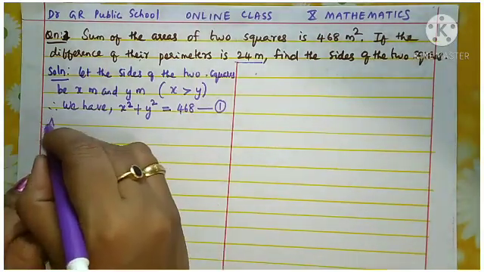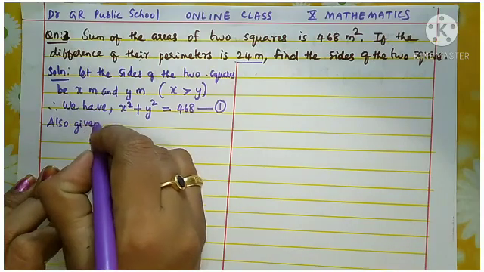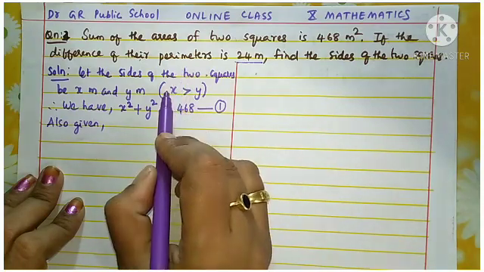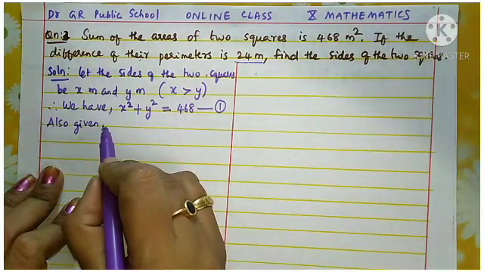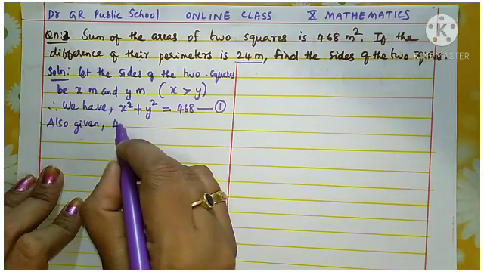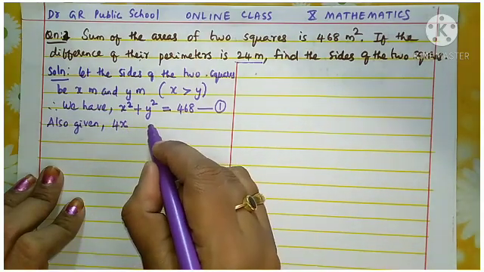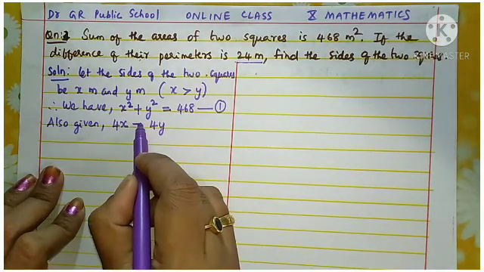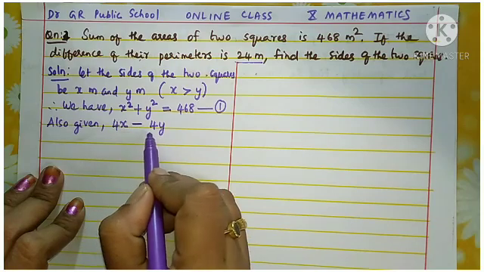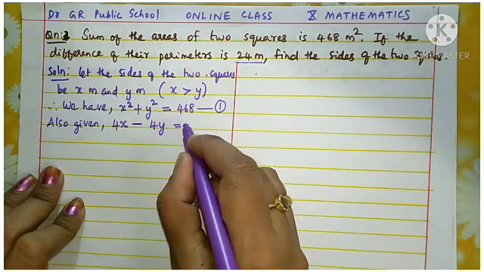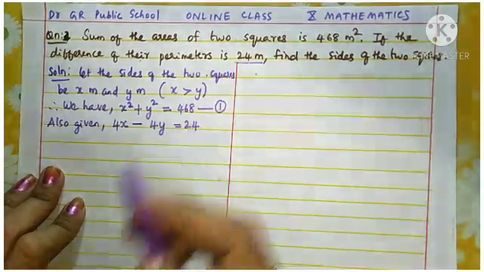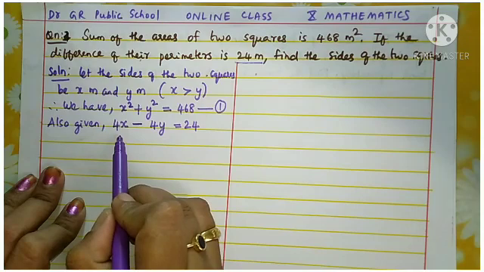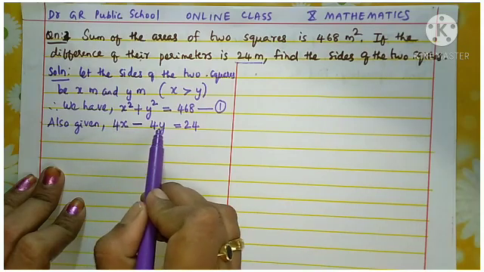Understand? Then also given is the difference in perimeters. What is the perimeter of the square? 4 into side. Okay, so what is the perimeter of the first square? 4 into x. What is the perimeter of the second square? 4 into y. So the difference of their perimeters is equal to 24. That is also given. Now this one is an equation. We can simplify some more. See here, 4x minus 4y equal to 24.